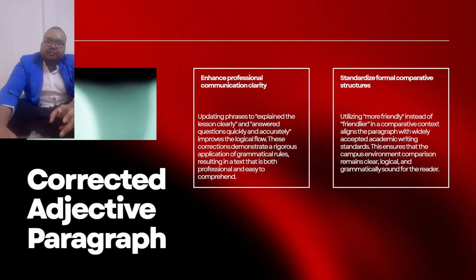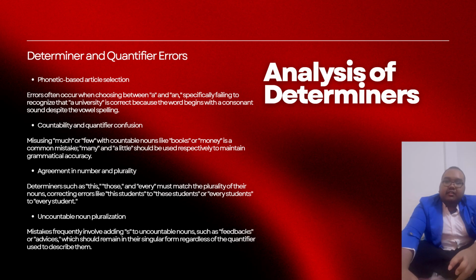Now, standardize formal comparative structure. Utilizing more friendly instead of friendlier in a comparative context aligns the paragraph with widely accepted academic writing standards. This ensures that the campus environment comparison remains clear, logical, and grammatically sound for the readers.